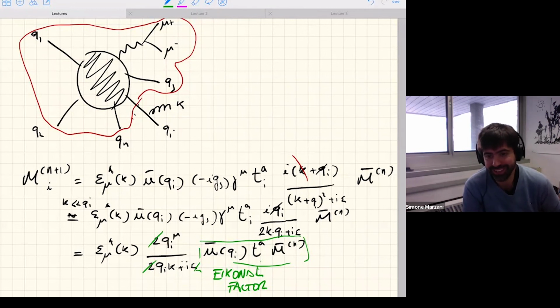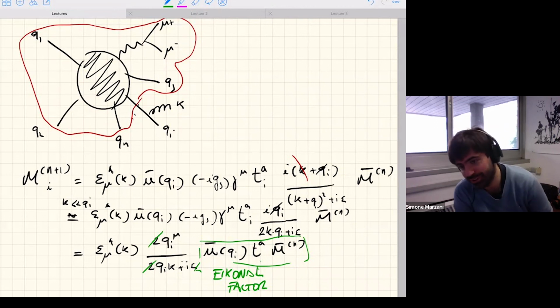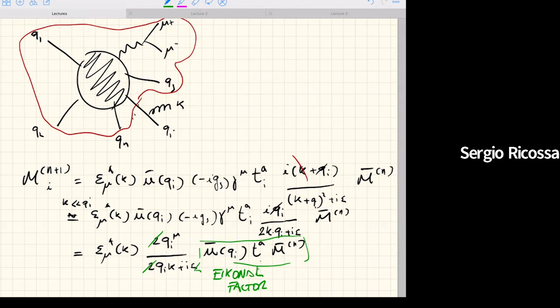So tomorrow we're going to try and make sense of the soft limit and highlight what the difficulties are. And for the remainder of the lectures, I'm going to work in the collinear limit, where things are much simpler and we can actually arrive at closed form results.